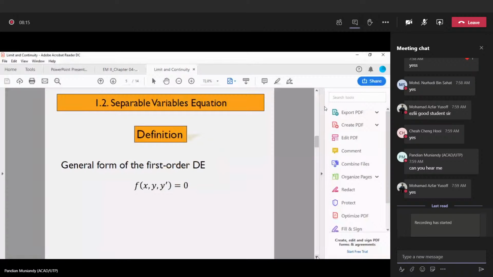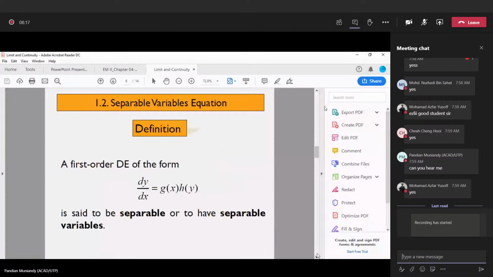Slide number 6. The first order, I use a snapshot. The first order differential equation, if you want to use separable variables method, then you must have dy/dx on the left hand side equals g(x)h(y) on the right hand side. Slide number 6, 1.2. So this is what we call the form of separable. dy/dx equals g(x)h(y).